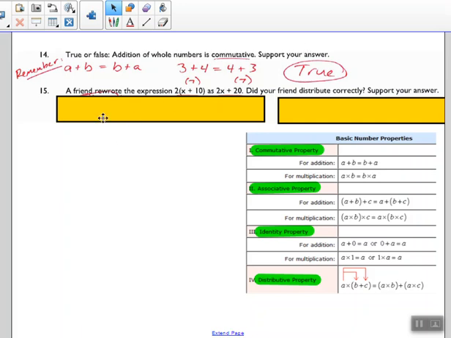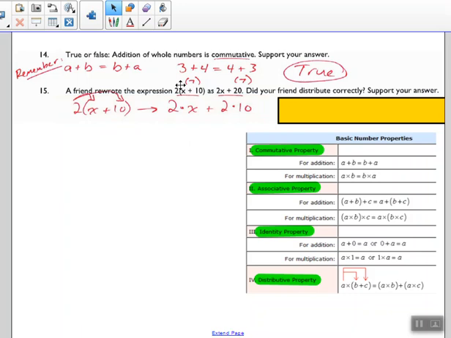Number 15, a friend rewrote the expression 2 times the sum of x and 10 as 2x plus 20. Did your friend distribute correctly? Support your answer. Well, I want to remind you, this is distribution. When you see a number outside and two terms inside, multiply what's outside by both of the things inside. And if I did that, I would get 2x plus 2 times 10. Now, this is just going to be 2x. This will be 20. And that is true.